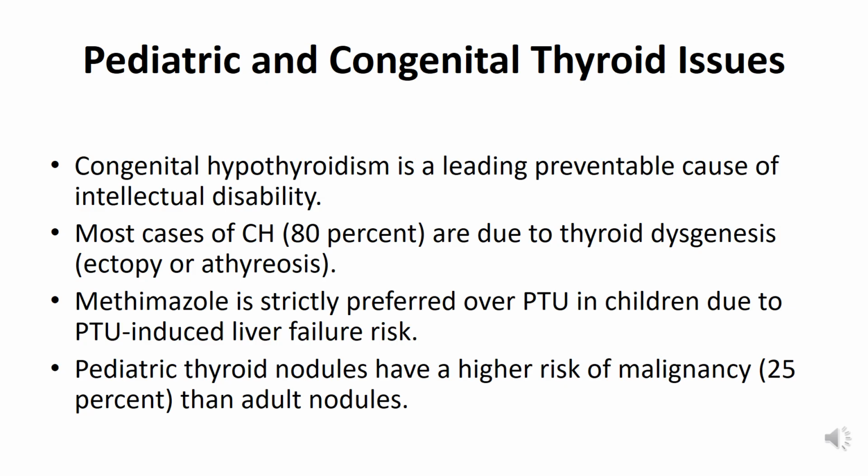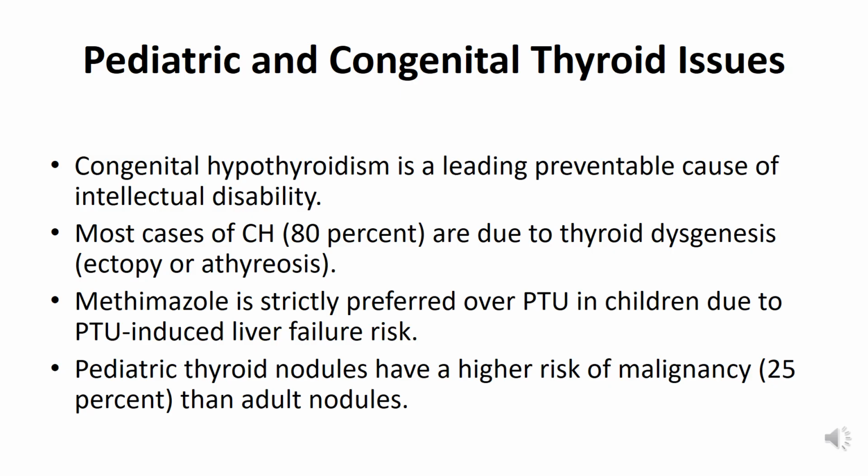One of the most serious conditions is congenital hypothyroidism, often called CH. Congenital hypothyroidism occurs when a baby is born with inadequate thyroid hormone production. If left untreated, severe thyroid hormone deficiency during infancy can permanently impair brain development. In fact, congenital hypothyroidism is considered one of the leading preventable causes of intellectual disability worldwide. That is why newborn thyroid screening programs are so important. Early diagnosis allows treatment to begin before irreversible neurologic damage occurs.